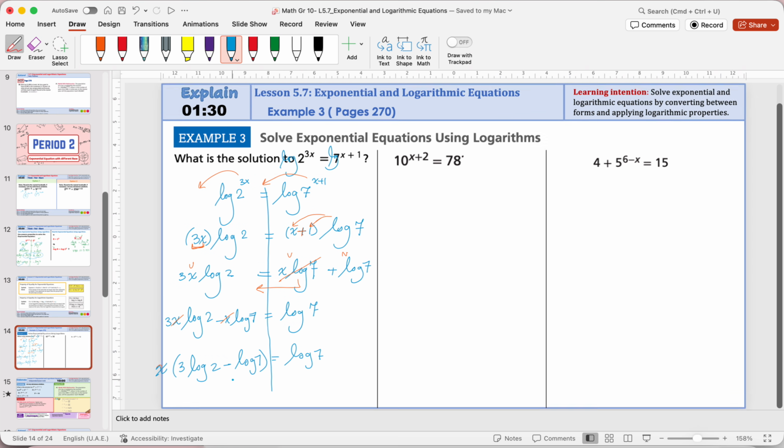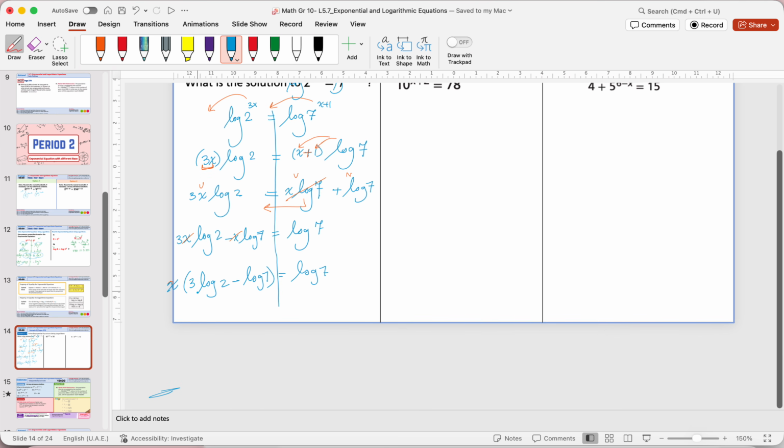Now what do I do? Sorry. Get rid of this. Just cancel by the same thing. Since x is multiplied by a very long bracket, just cancel that long term by dividing both sides with it. So divide by 3 log 2 minus log 7. See, I made a small mistake. Make sure to double check, don't blink. I think I did blink here.